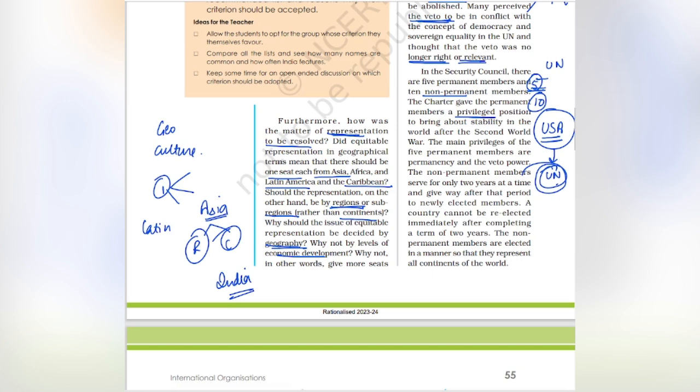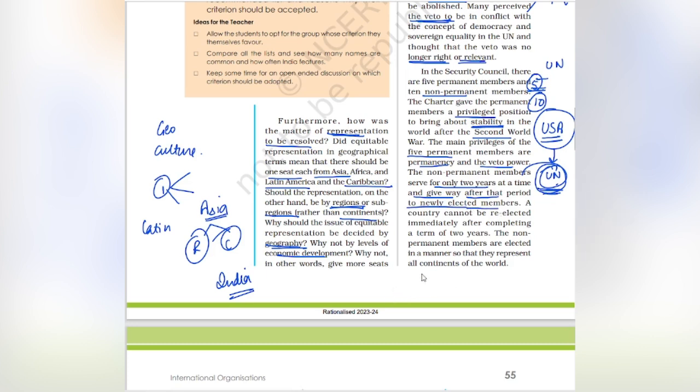the major power of this entire world is the US. When USA is no longer a member of the United Nations, what is the purpose of this organization then? Right? So that is also the problem. Now after the Second World War there had to be stability in the world, right? The privileges that were given to these 5 permanent members are permanency and veto power, right? And the non-permanent members can serve for only 2 years at a time and give way after that period to newly elected members.